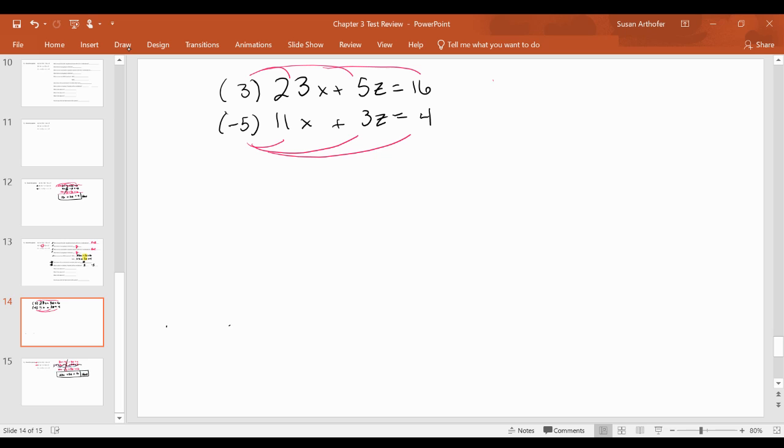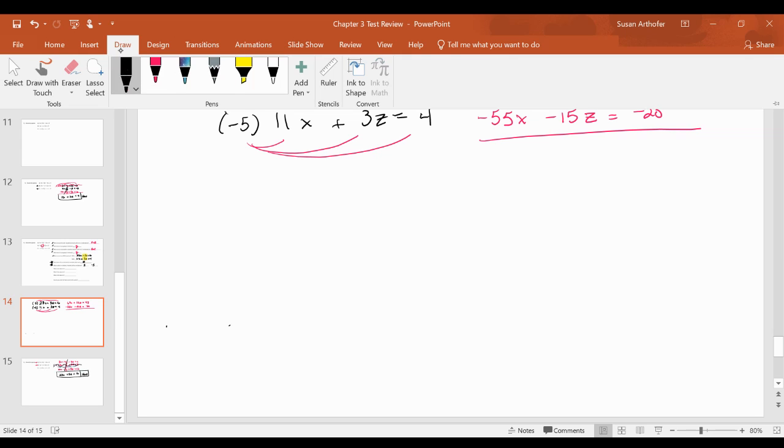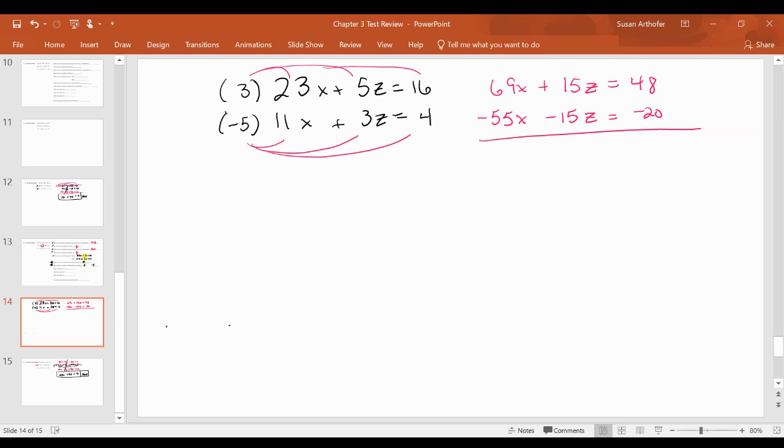Okay, so here we go. We're going to multiply through by 3 on the top and by negative 5 on the bottom. And there we go, 15z and negative 15z. That's what we wanted. And now you're going to go ahead and cancel. Okay? 15z minus 15z cancels.